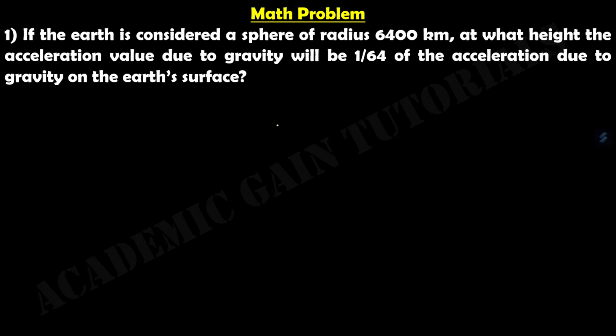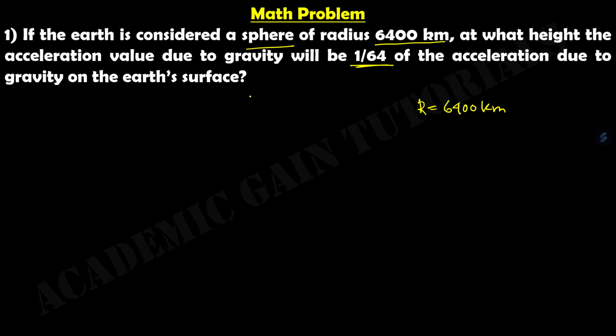Now we'll solve some mathematical problems about gravitation and gravity. Our first problem says that if the earth is considered as a sphere of radius 6400 kilometers, so here the given radius is 6400 kilometers, at what height will the acceleration due to gravity be 1 by 64 of the acceleration due to gravity on the earth's surface?